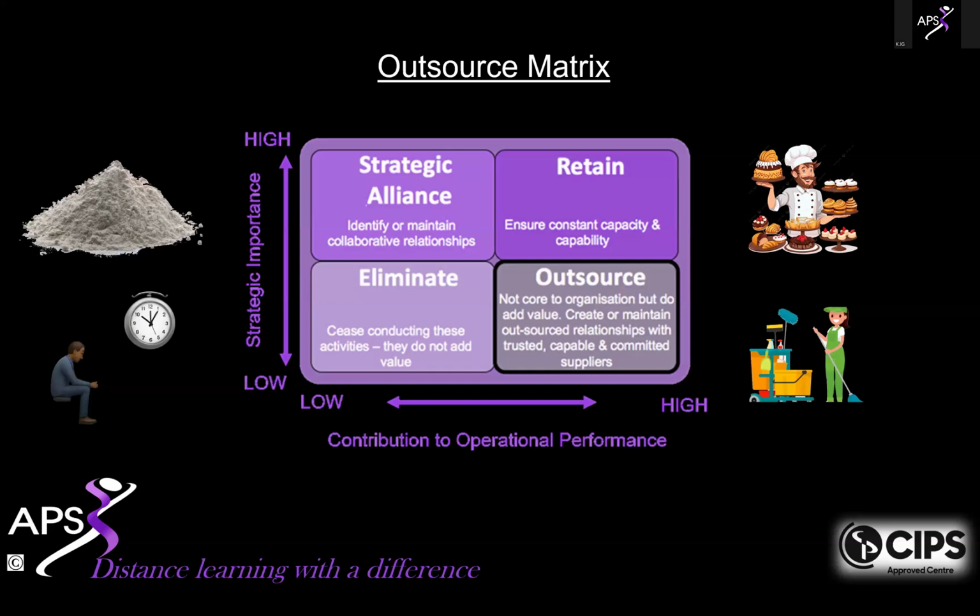So that's your four quadrants of the outsource matrix. The retain functions you keep in-house. These are your core activities. Strategic alliance, important activities that you need to develop a close, strong, collaborative relationship with your supplier for. Eliminate, activities that don't add value, arguably pointless activities that cost money and add nothing. And finally, your outsource, things that aren't core to the organization, but they're nice to have. With the outsourced functions, you can create or maintain an outsourced relationship with trusted, capable, evaluated, and analyzed suppliers.